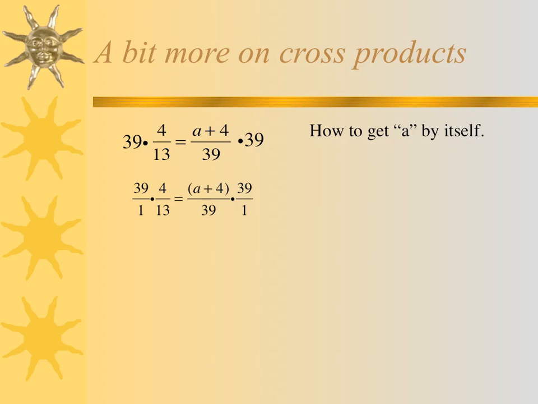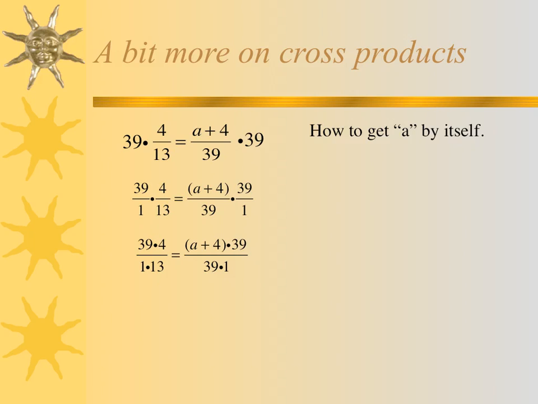Then we remember that when we multiply fractions together, we multiply our numerators together and multiply our denominators together. So on the left-hand side, we'll multiply 39 and 4, and that'll be the numerator of our answer. And we'll multiply 1 by 13, and that'll be the denominator. On the right-hand side, we'll multiply the expression a plus 4 times the quantity 39 on the top, and 39 times 1 on the bottom.